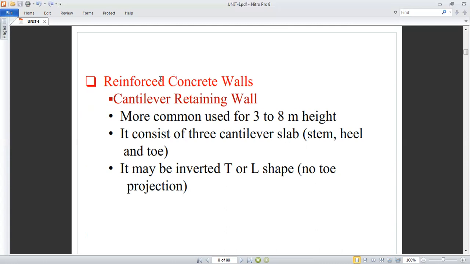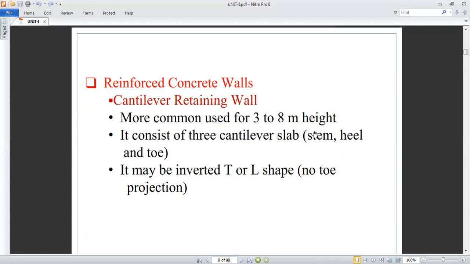If you consider the cantilever retaining wall, it consists of 3 major parts: the stem, the heel, and the toe. It is the construction of the cantilever retaining wall. It can be either reinforced concrete, a precast member, or a pre-stressed member. Reinforced concrete means you have concrete and reinforcement.